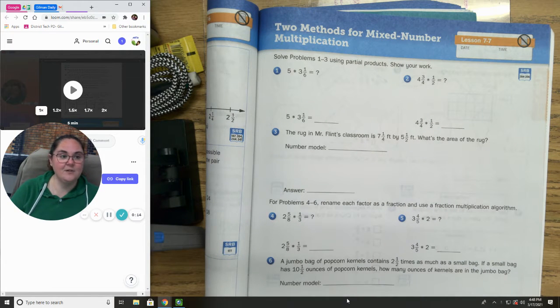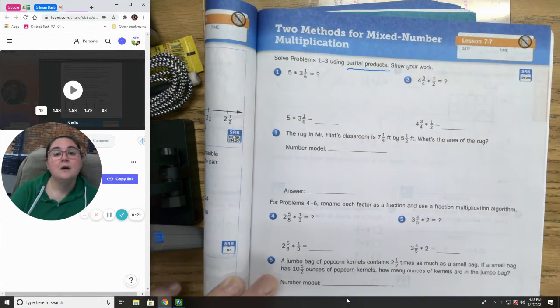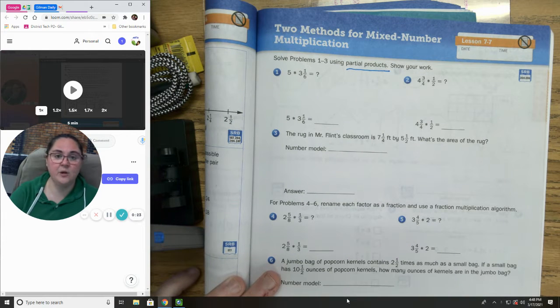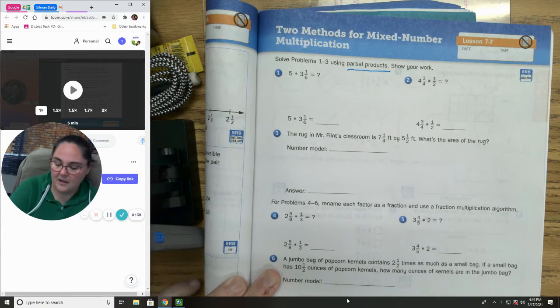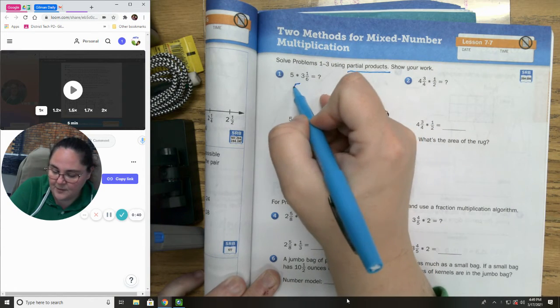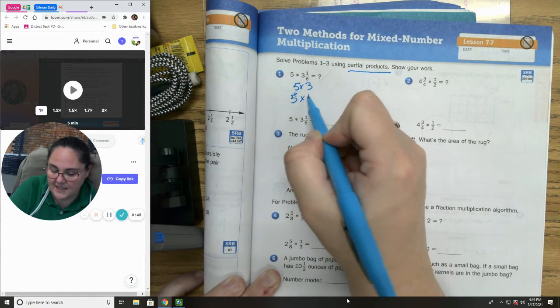All right, we're going to start with numbers 1 through 3. Very specifically, it says to use partial products. Most of the time, I don't care what method you use. This time I do, because they want you to practice both ways so you can know how to do them a little easier. Okay, partial products is basically the same as area model. All right, so this one you're going to do 5 times 3 and 5 times 1/6.